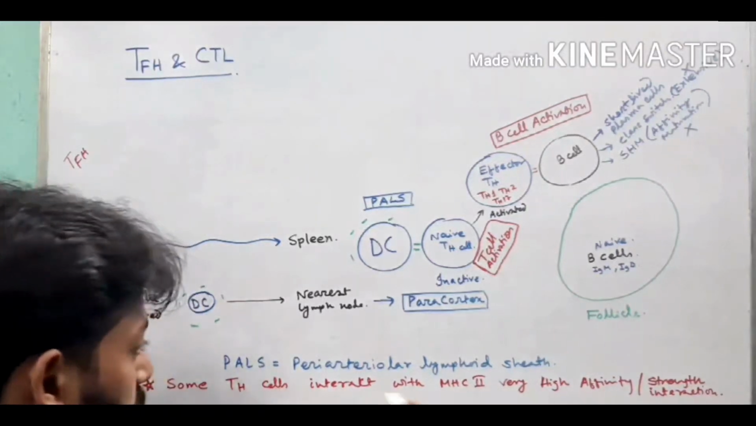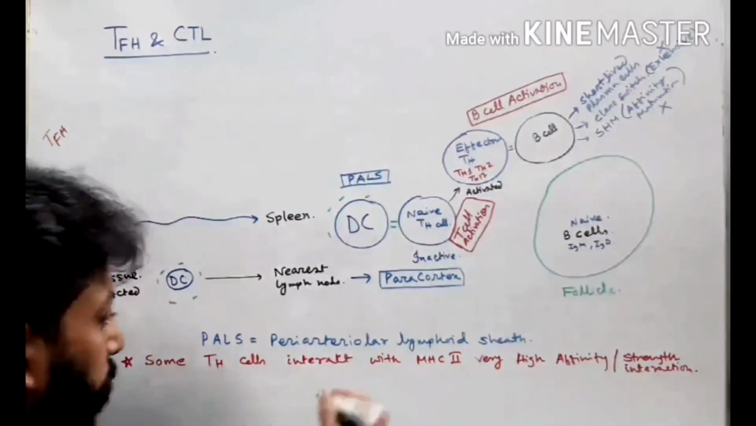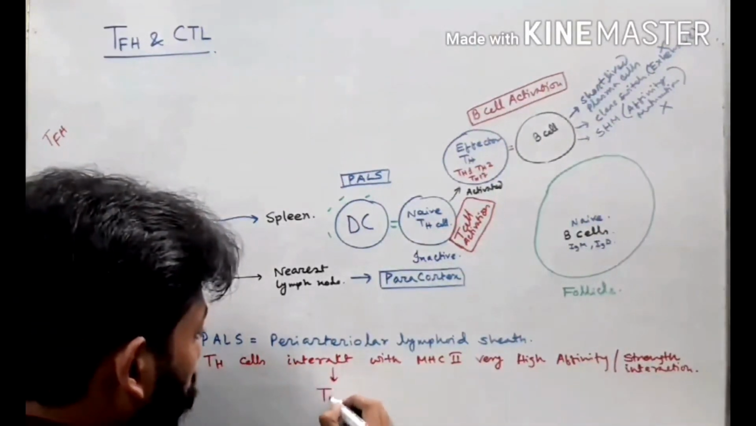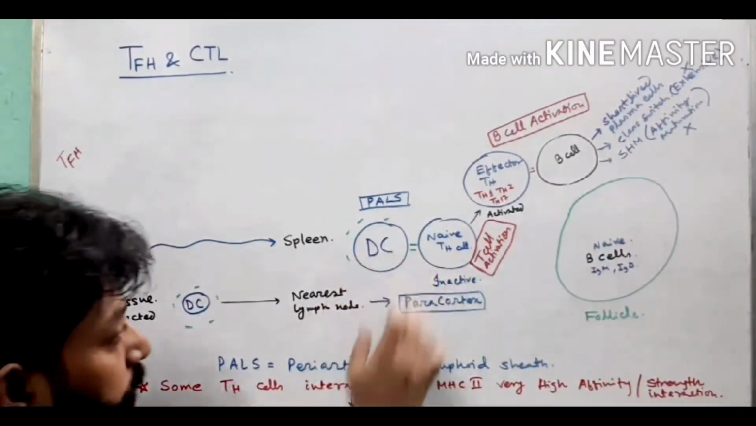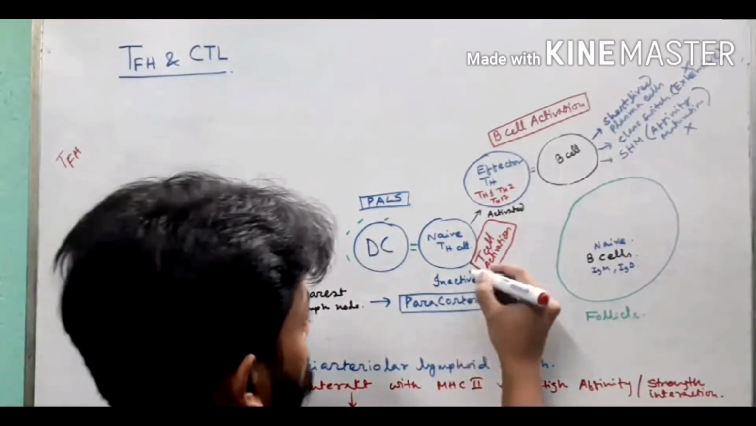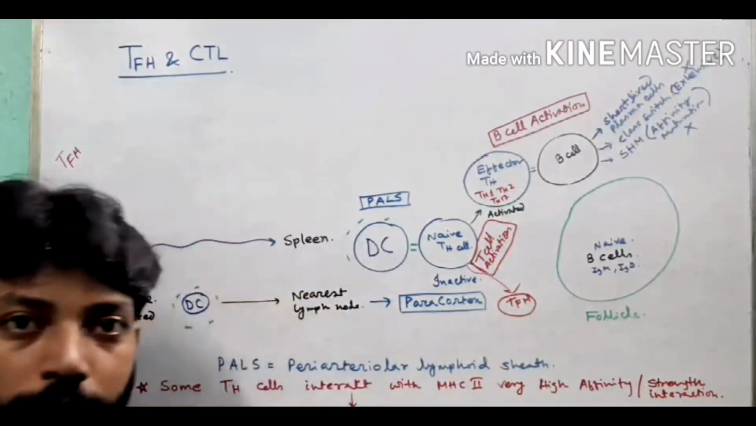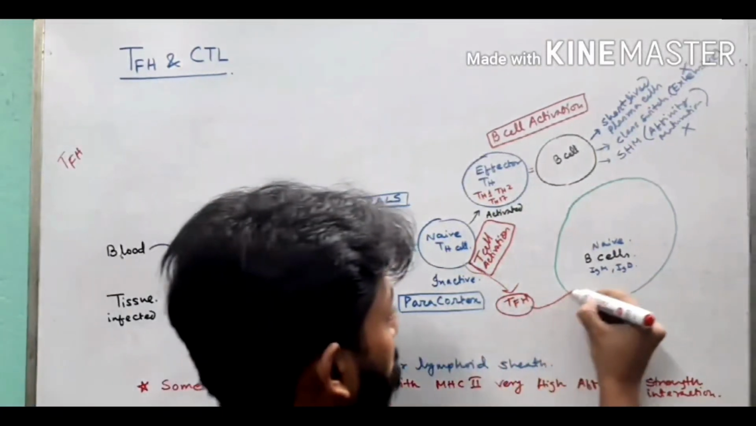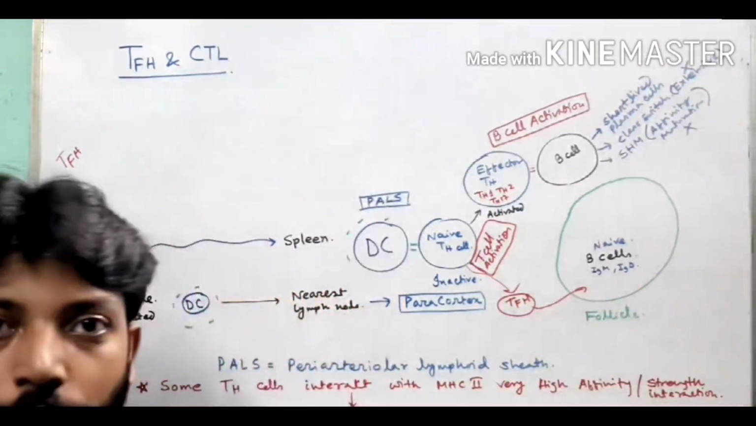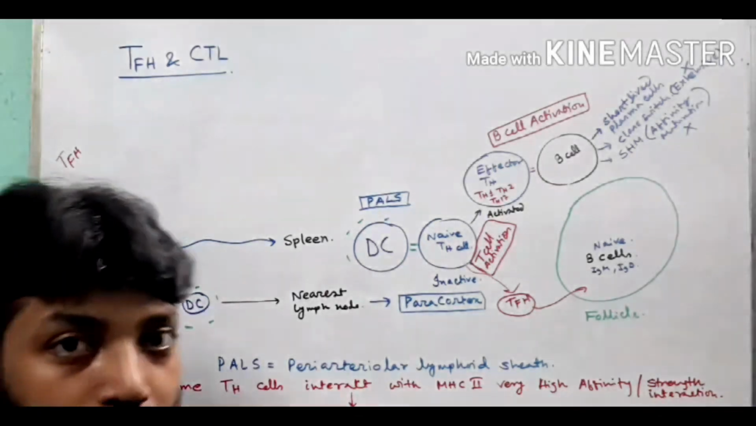Those cells that interact with this MHC2 molecule with high affinity will become T follicular helper cells, TFH. These cells actually enter into the follicle. Okay, and what happens here?